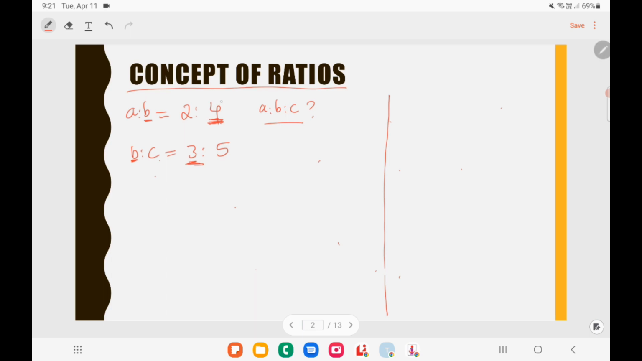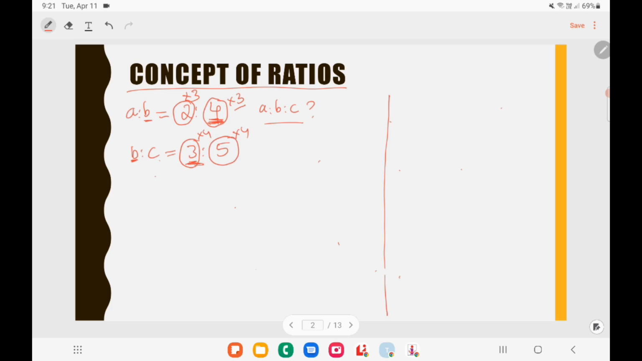In order to make this 4 into 12, I need to multiply by 3, right? It's a ratio, so if you multiply here by 3, you need to multiply here also by 3. Here, in order to make 3 into 12, I need to multiply by 4. So I am multiplying by 4, and it's a ratio, so if you multiply here with 4, you need to multiply here also with 4.